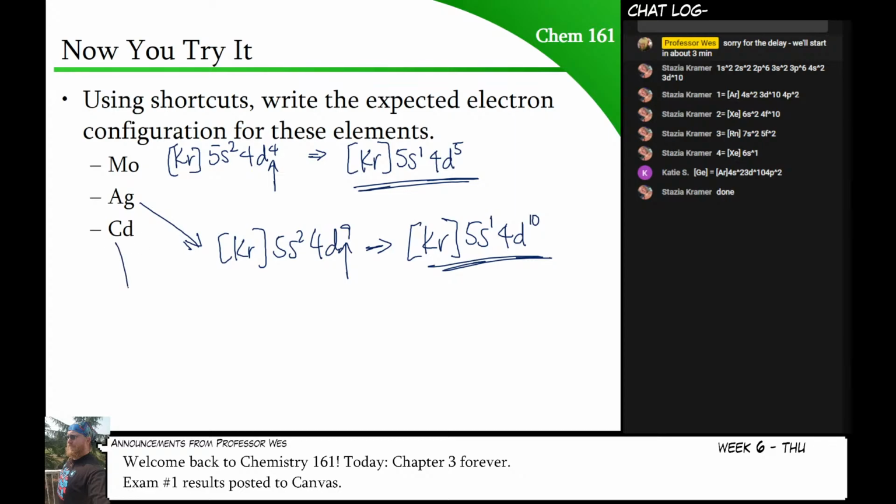Now, cadmium I threw in here just as practice. If you write out cadmium here, you already have 4d10. You don't have to do anything else. You don't move it around.